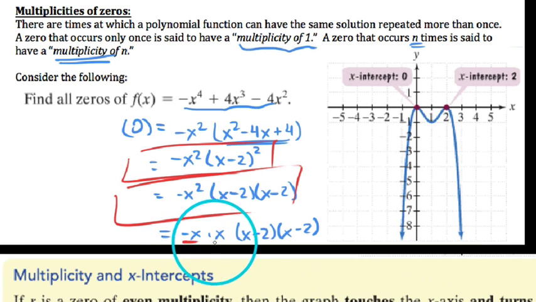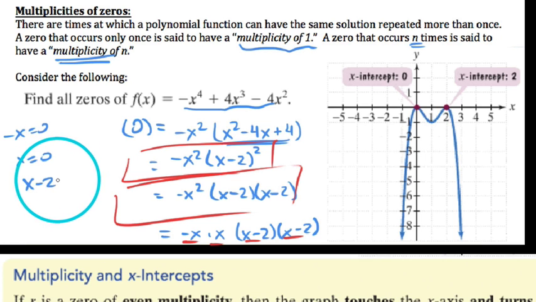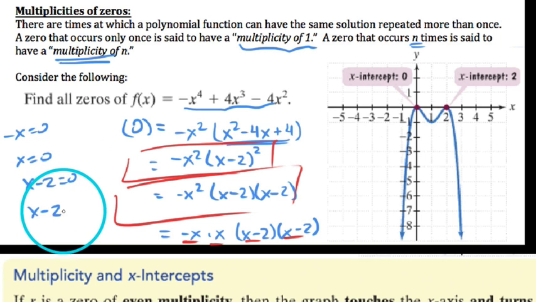Essentially what I want everybody to see is when you set negative x equal to 0, and you set x equal to 0, and then you get x minus 2 equal to 0, and then you set that again equal to 0, what you get for answers here are 0, 0, 2, and 2. And so we would say that 0 has a multiplicity of 2, and 2 has a multiplicity of 2.